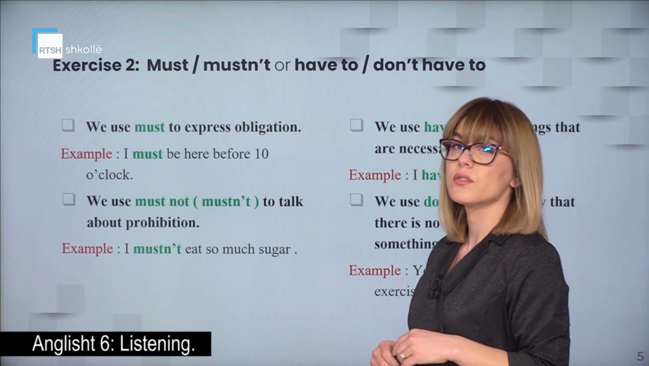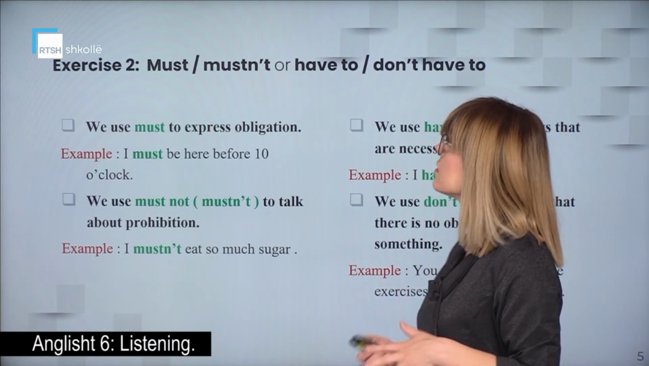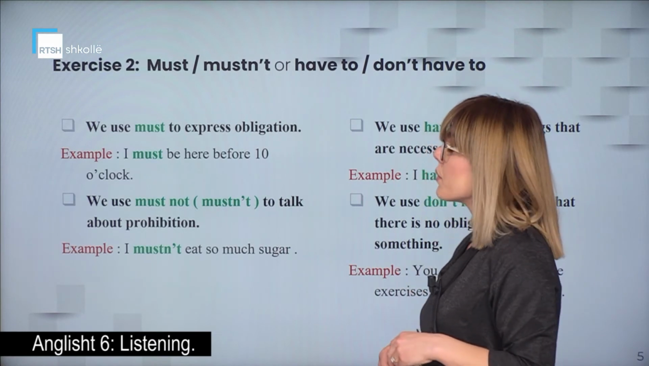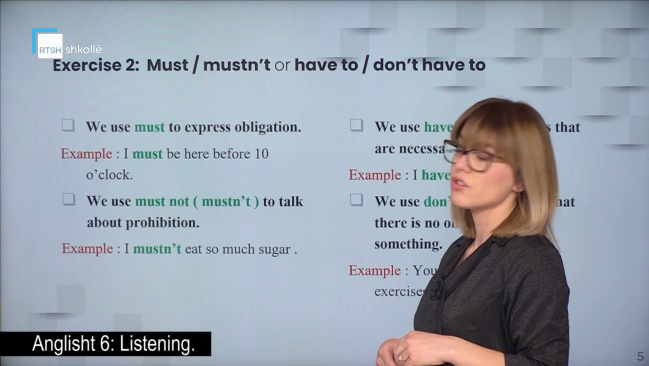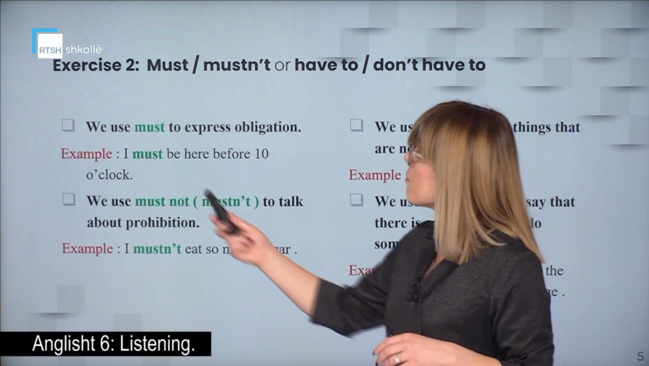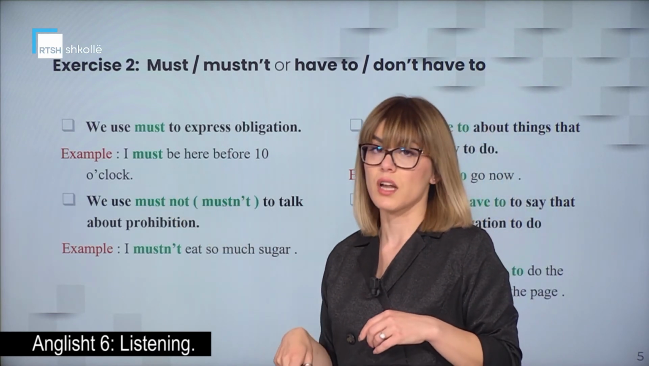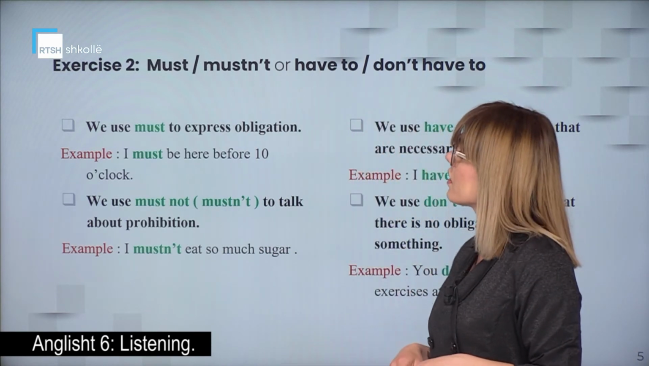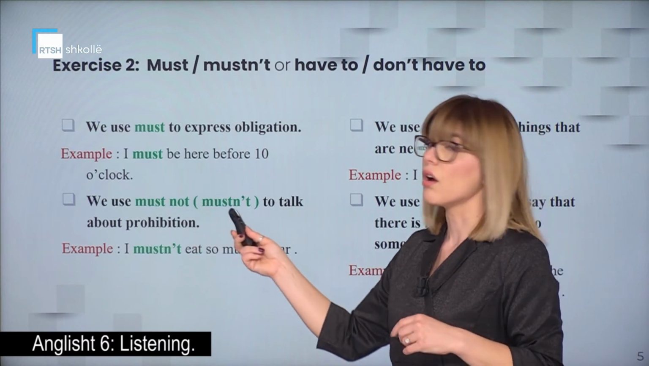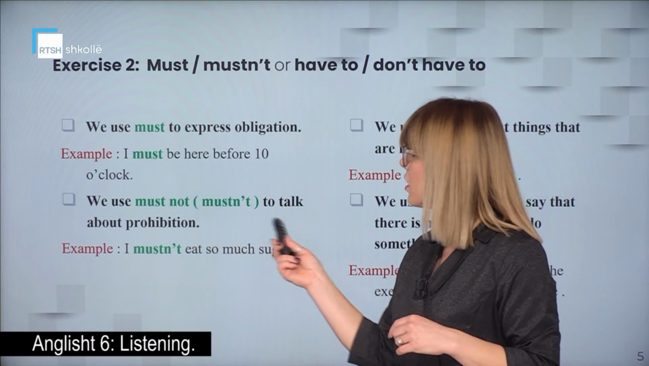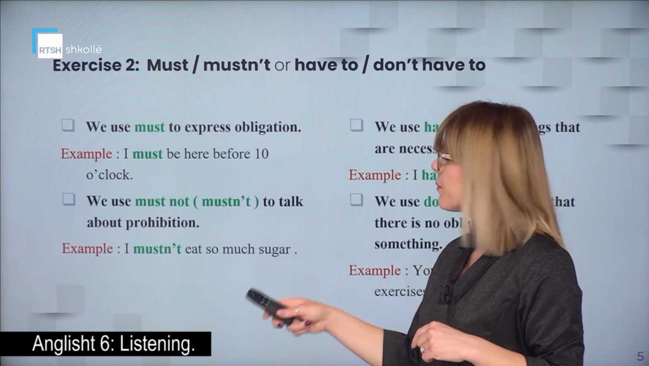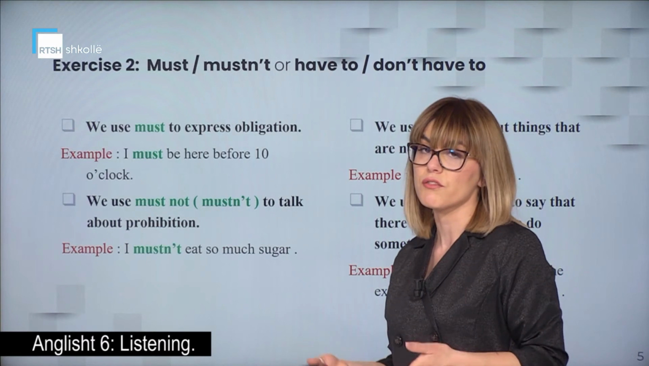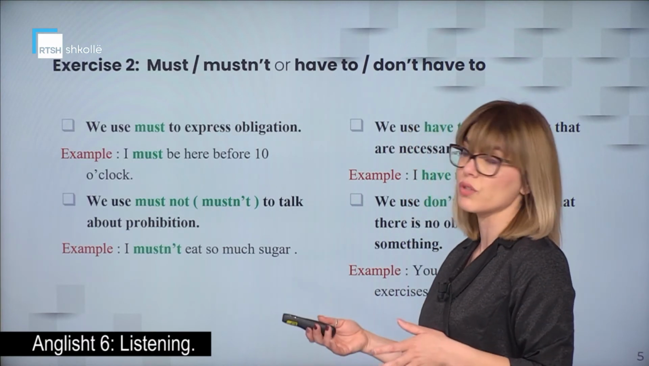Now, we are going to explain when we use must, mustn't, have to, or don't have to. We use must to express obligation, which means I must be here before 10 o'clock, so it's an obligation. I have to be here. We use must not, or the short form mustn't, to talk about prohibition. I mustn't eat so much sugar, so it's forbidden for me to eat so much sugar.